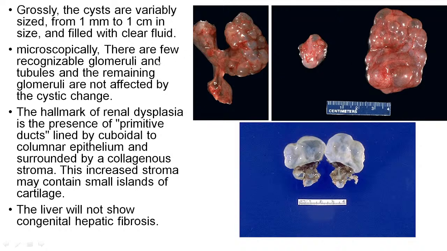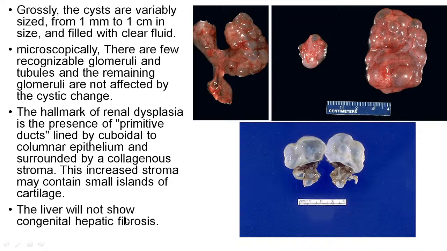photographs. Microscopically, when we process these kidney specimens, there are few recognizable glomeruli and tubules, and the remaining glomeruli are not affected by the cystic change. So, they may be potentially functional in nature. The hallmark of renal dysplasia is present, and primitive ducts are lined by cuboidal to columnar epithelium and surrounded by collagenous stroma. This increased stroma may contain a small island of cartilage.